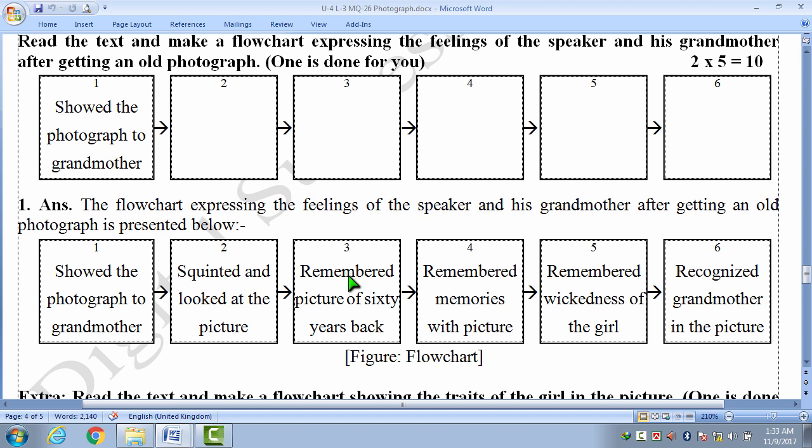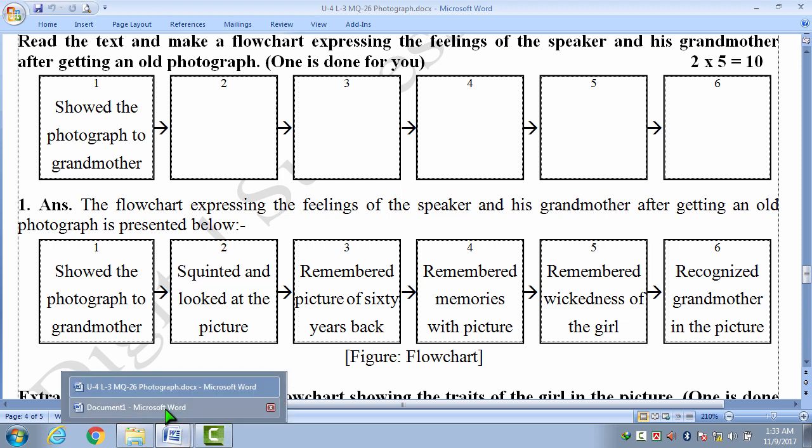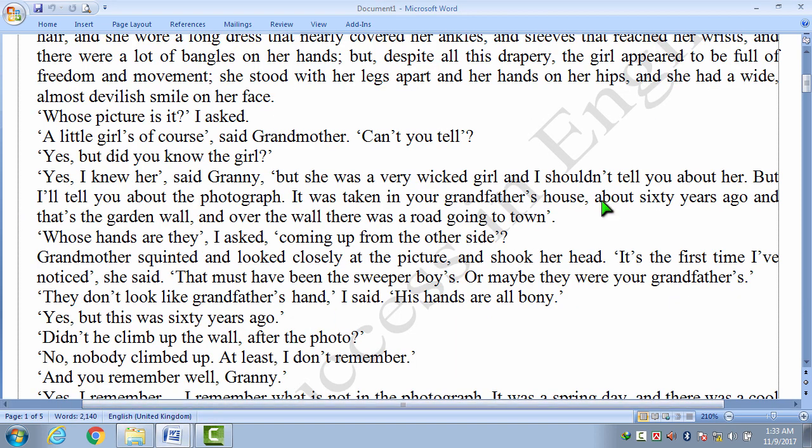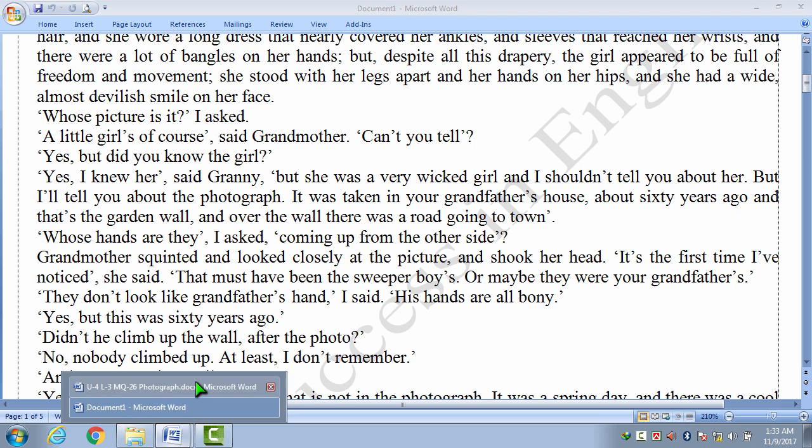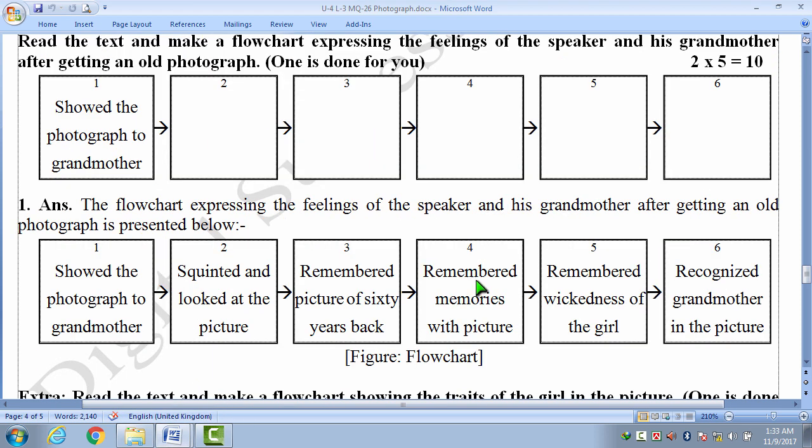In the third box we have written remembered picture of 60 years back. 60 বছর পূর্বেকার ঘটনাগুলো দাদির মনে পড়ছে। About 60 years ago. In the fourth number box we have written remembered memories with the picture. ছবির সাথে অন্যান্য স্মৃতিগুলো মনে পড়ছে। In the fifth number box we have written remembered wickedness of the girl.